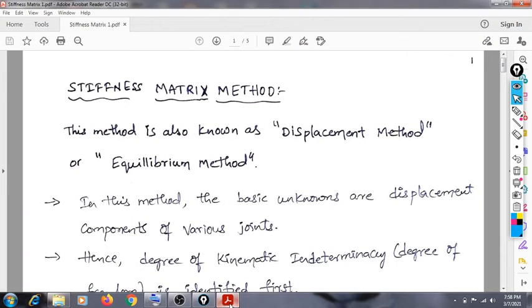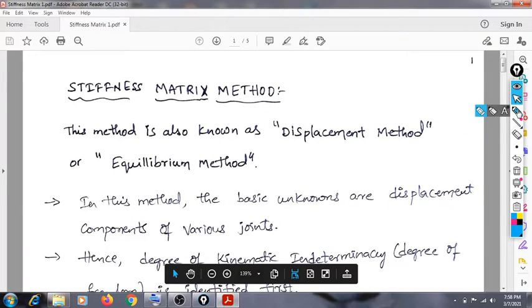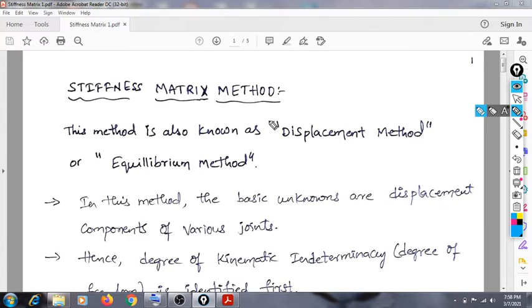Welcome to Structural Analysis 2 video lecture. So in this video lecture I am going to discuss a small basic problem of continuous beams. The analysis is made by using stiffness matrix method.